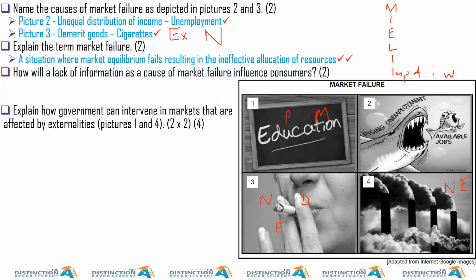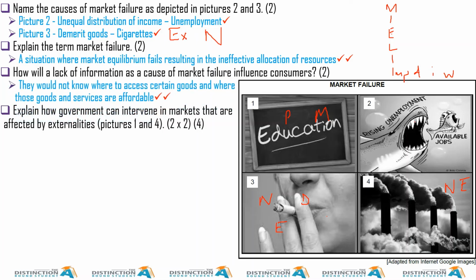Explain the term market failure. Okay, I said it 1,000 times now. It's failure of markets to allocate resources at an optimum level. How will a lack of information as a cause of market failure influence consumers? Okay, how will that influence? They would not know where to access certain goods and where the goods and services are affordable. Okay, so it's as easy as that.